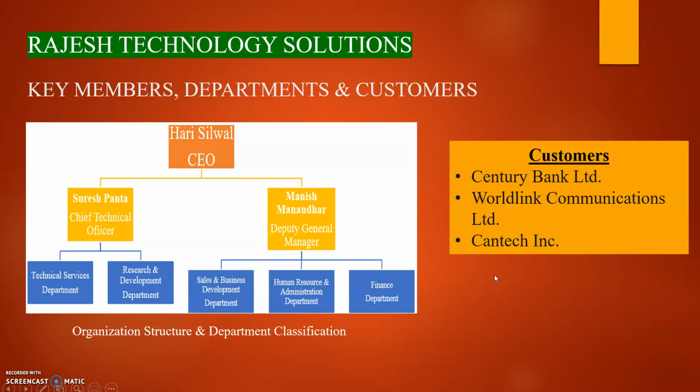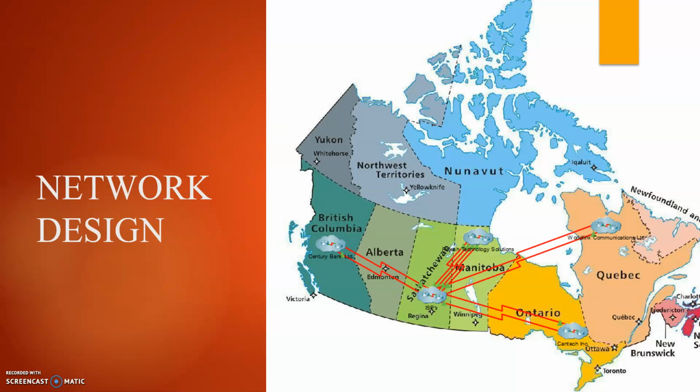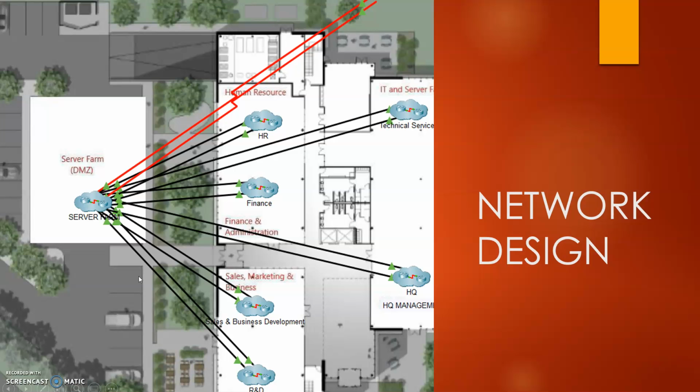As of now, Rajesh Technology Solutions is providing its services to 3 distinct customers, and all of these customers are from various service domains. The customers are Century Bank Limited, Overlink Communications Limited, and Cantech Incorporation. This is the overall network design of the company. As you can see, the 3 different customers are located in 3 distinct locations inside Canada. We, Rajesh Technology Solutions, are currently located in Manitoba, and we have been providing our services from this particular location. The ISPs we are currently taking services from are Bale and Shaw.